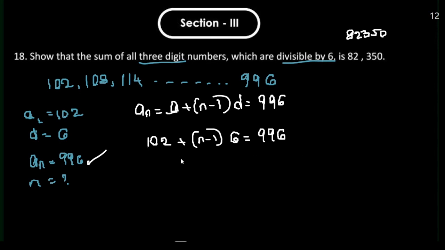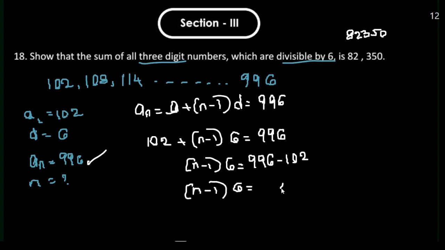If you bring this 102 to the right-hand side, then n minus 1 into 6 is 996 minus 102, which equals 894. We can cancel: 6 ones are 6, 6 ones again 6, and here 2 remains, so 29. Then 6 fours are 24 and here 5 remains, so 6 nines are 54. So n is equal to 150.